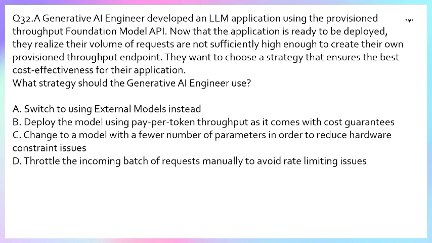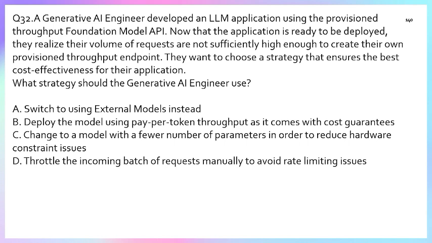Now option C, why is it not correct? Because it changes the model to one with fewer parameters. A small model might reduce the hardware cost, but it doesn't solve the core problem of paying for provisioned throughput that isn't being used. So the model size is secondary to the pricing model. A smaller model on a provisioned endpoint would still be insufficiently used if the request volume is low.